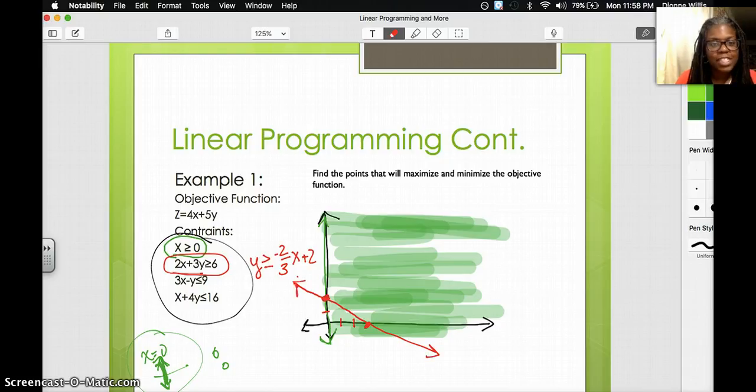Now, where am I going to shade? It says that y is greater than or equal to. I can choose test points in either region, but what I recognize is when it says y is greater than, I am above that line, all right?